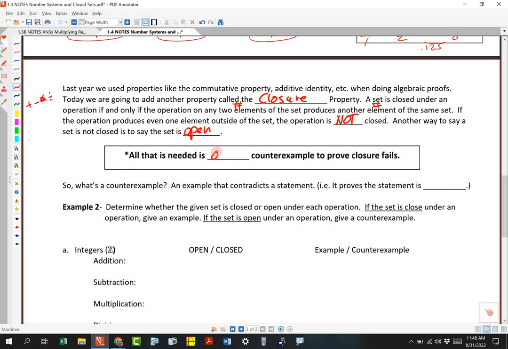Okay, so all that's needed is one. Would you underline the word counterexample? All we need is one counterexample to prove that closure fails, or in other words, it's not closed, it's going to be open. So here's what a counterexample is, because you're going to hear this repeatedly in the future. A counterexample is an example that contradicts a statement. In other words, it proves the statement is false.